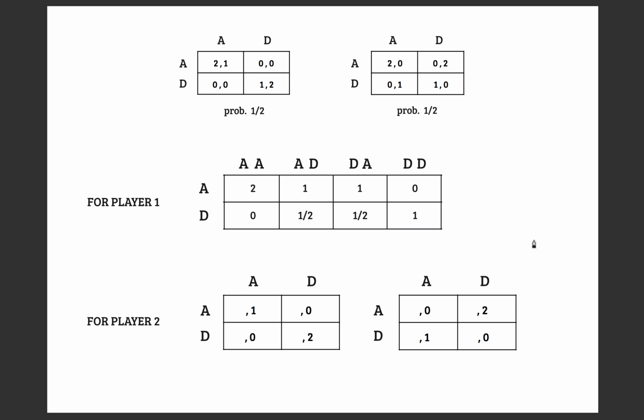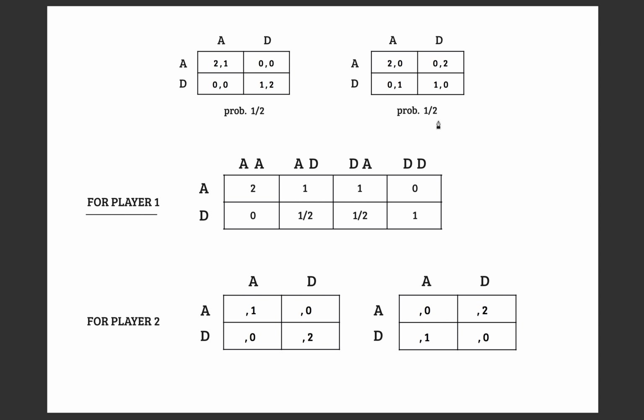Now the computation. We want to find the Nash equilibrium, the Bayesian Nash equilibrium. That's our aim. So now, how can we do that? This is the framework we have. First of all, we are going to compute for player 1. So, which are the strategies? Player 1 can only do what? A or D, because he has only one type.